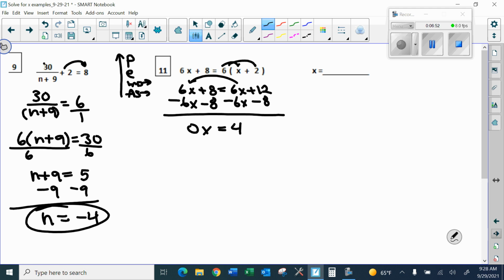0 times what number gives me 4? Can I multiply 0 times any number and get 4? No, you cannot. So the answer is no solution. Okay, that's why you write down the 0x, so you see that if I plug anything in for x, I can never be equal. So there is no solution.